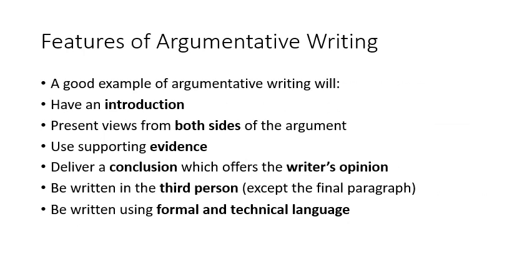Features of argumentative writing. A good example of argumentative writing will have an introduction, which introduces the topic and gives a little bit of context for your reader. It will present views from both sides of the argument. It will use supporting evidence to back up these sides of the argument, and it will deliver a conclusion which offers in some way the writer's opinion. It should also be written in the third person, avoiding I statements except in the final paragraph when you are giving your own opinion, and it should be written using formal and technical language. We'll say a bit more about that later on.